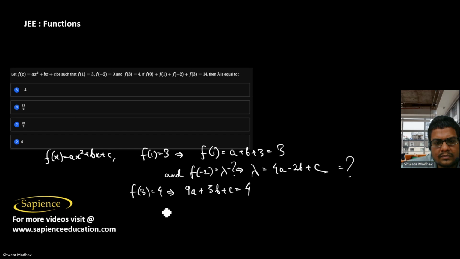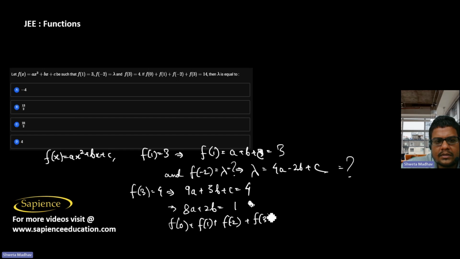So now, if we subtract a plus b plus c equal to 3 from this, then we'll get 8a plus 2b equal to 4 minus 3, that is equal to 1. And it is also told that f of 0 plus f of 1 plus f of minus 2 plus f of 3 is equal to 14.